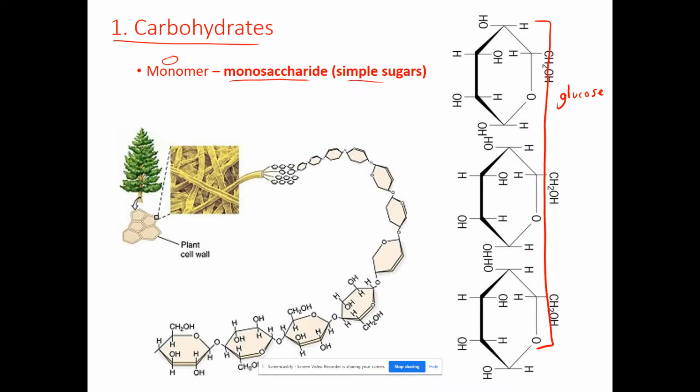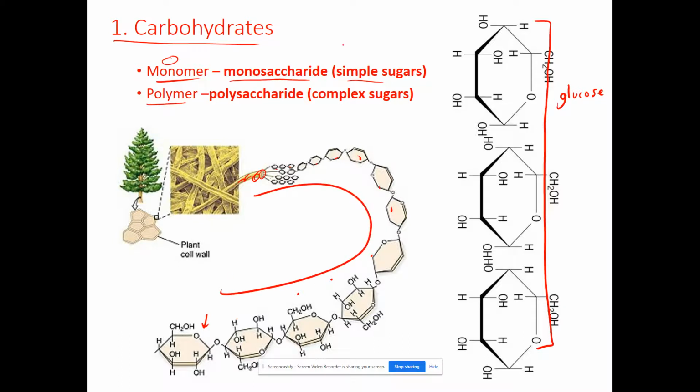So here I will continue that. Once we start really chaining them together, and then you have a bunch more, you can make these fibers. This would be a polysaccharide, when we have many of them together. So the monomer is a monosaccharide, and the polymer, when we have a long chain like this, is a polysaccharide. And that is what complex sugars are.